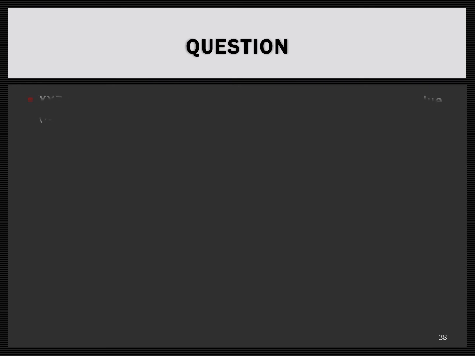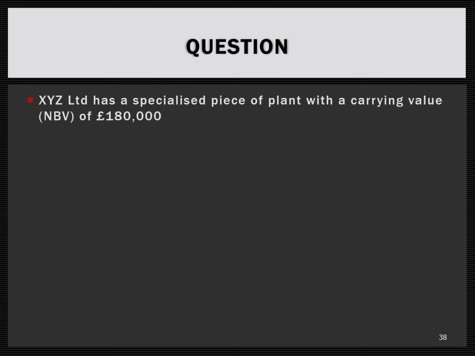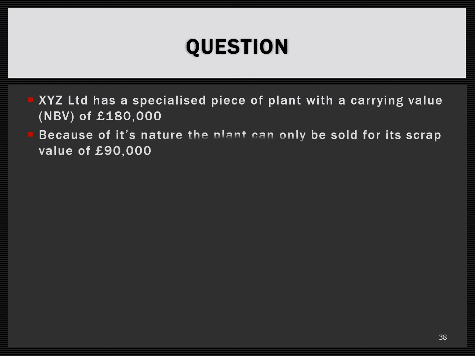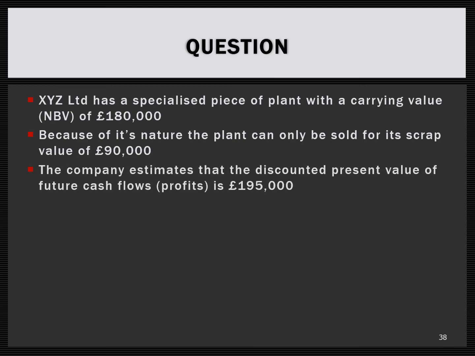So here's a quick question. We've got a specialised piece of equipment with a carrying value of £180,000. It's a special piece of equipment and we can only sell it for scrap with a value of £90,000, but the company estimates that if the asset's kept and continues to be used, it's going to generate future profits of £195,000. So what adjustment is required in this case?